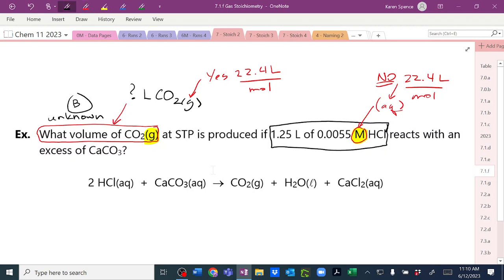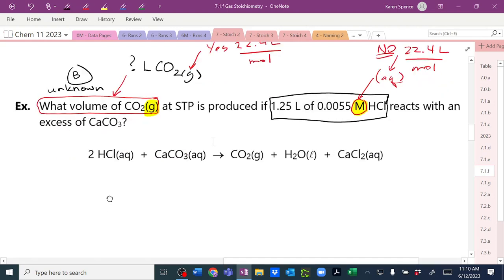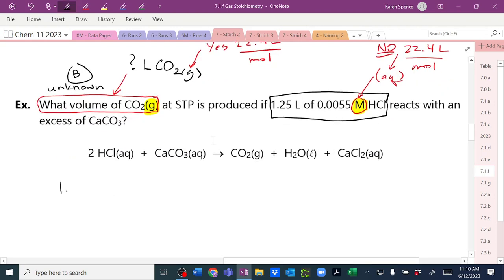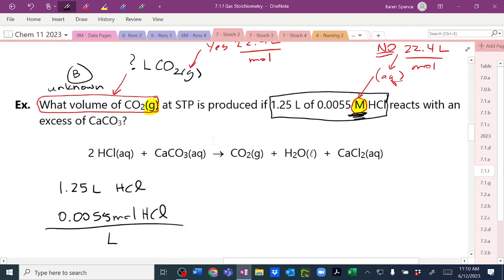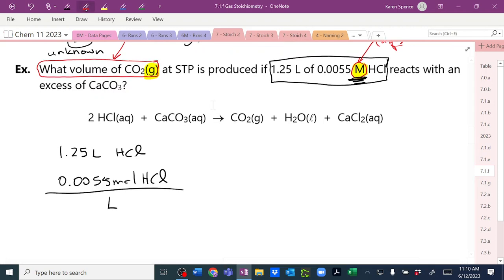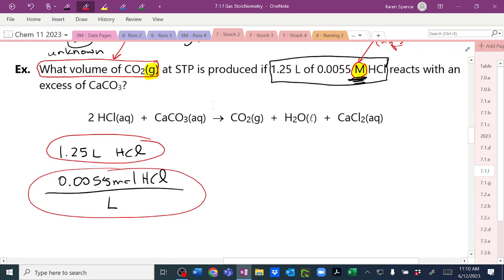Let's map this problem here. I'm going to give you a choice here. We have 1.25 liters of HCl, and we have 0.0055. What should I do with this unit here? Molar. Moles of HCl per liter. One of these is the initial quantity and one is a conversion factor. Tell your partner which one is the initial quantity and which is the conversion factor.